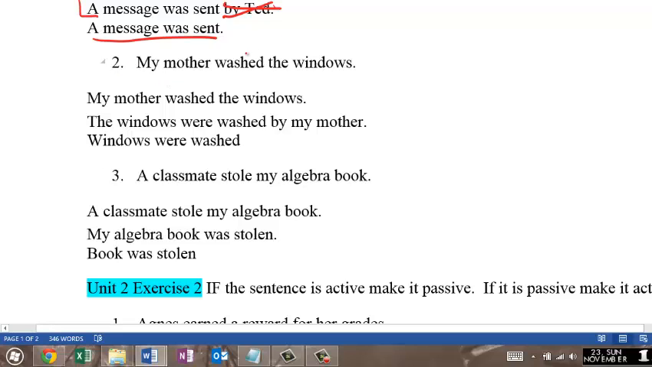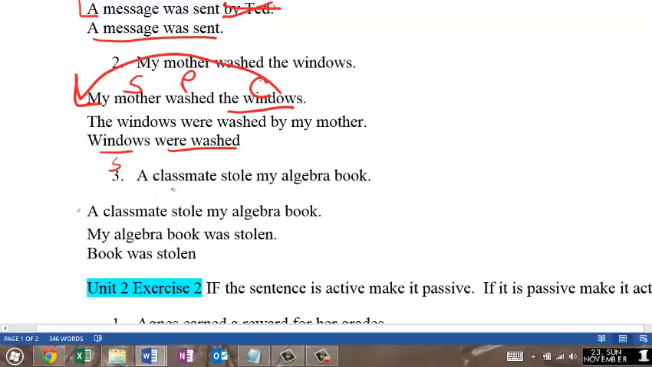Number 2, my mother washed the windows. Mother is the subject, washed is the predicate, windows is the complement. So if I want to make this passive, because the mother is performing an action, it's active. To make it passive, I'm going to take the complement and put it in the subject position. So I end up with windows, which is the subject, were washed.